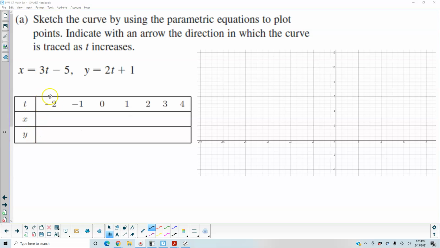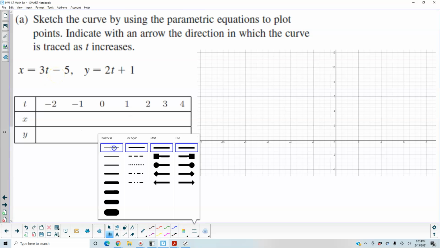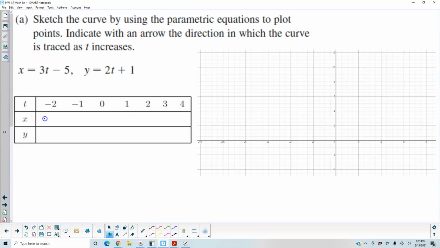So if we plug in negative 2, 3 times negative 2 is negative 6, minus 5 gives us negative 11. Plug in negative 1, 3 times negative 1 is negative 3, minus 5 is negative 8. 3 times 0 is 0, minus 5 is negative 5. 3 times 1 is 3, minus 5 is negative 2.